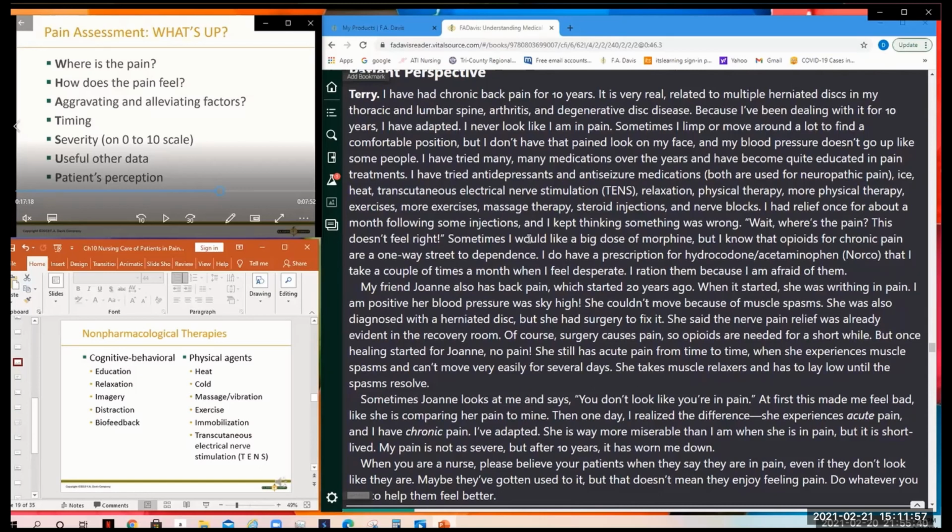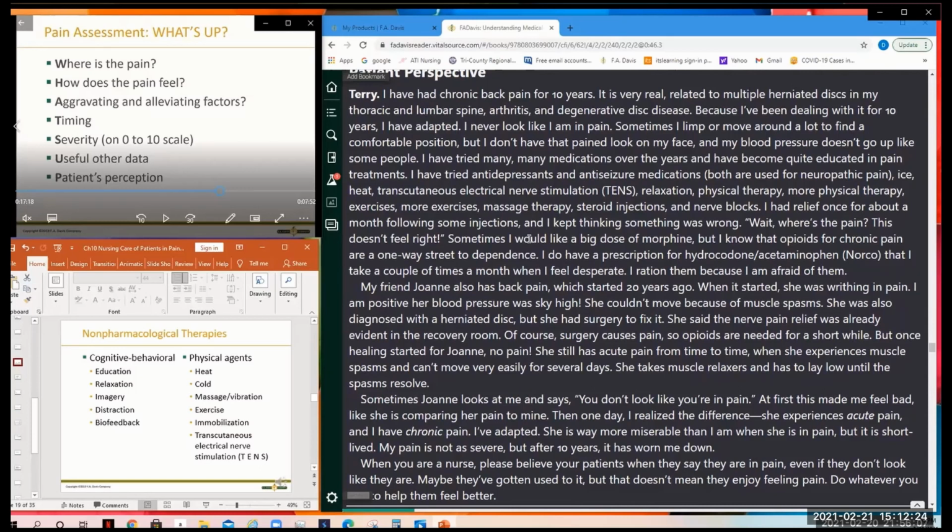She still has acute pain from time to time when she experiences muscle spasms and can't move easily for several days. She takes muscle relaxers and has to lay low until the spasms resolve. Sometimes Joanna looks at me and says, "You don't look like you're in pain." At first, this made me feel bad, like she's comparing her pain to mine.